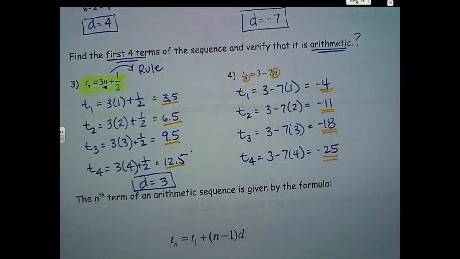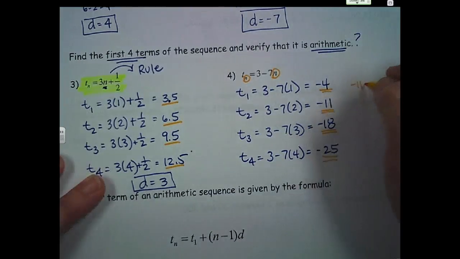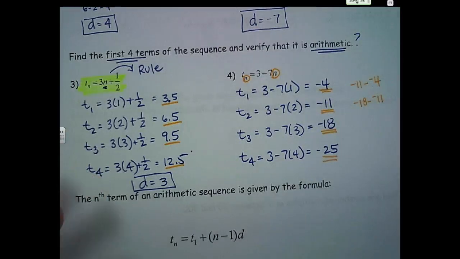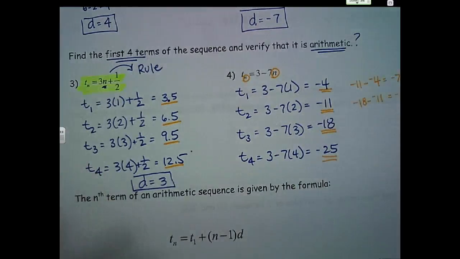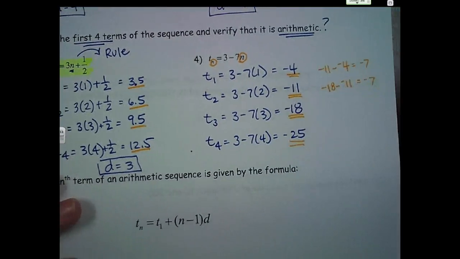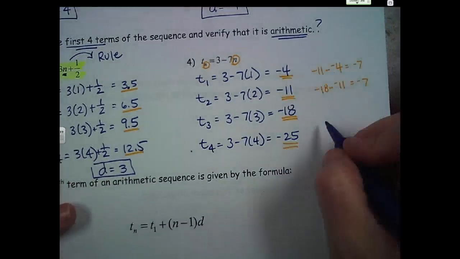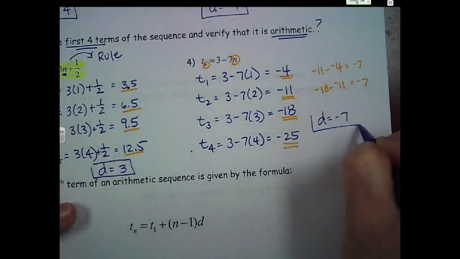It asked if it's arithmetic. Check. Okay, do negative 11 minus a negative 4, or do negative 18 minus a negative 11. And each time you get what? Be careful. Negative 7. So it does have a common difference. In other words, it is arithmetic, and D is negative 7.